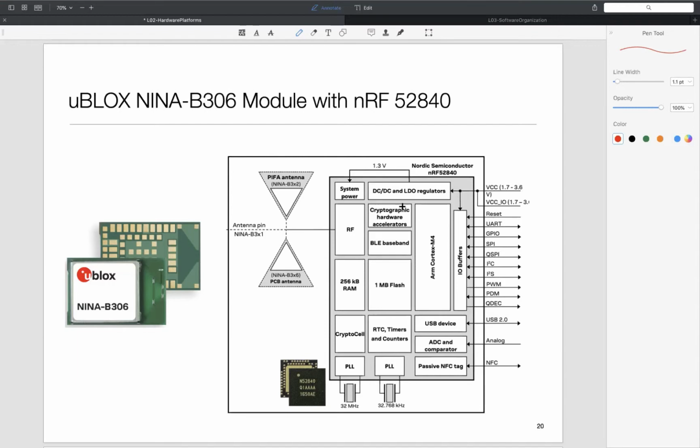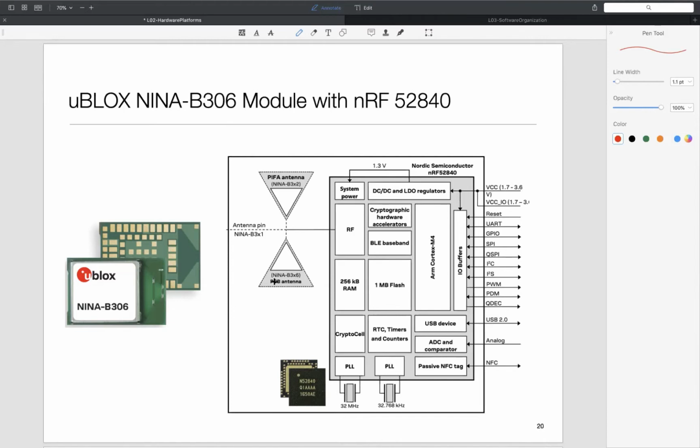There is some cryptographic hardware so that you can do secure communication. You have 1 meg of program memory and 256K of data memory. You also have PLL, so you can play with clock frequency and all. A whole bunch of timer counter stuff like that, an A to D converter, and NFC, so you can also play with NFC tags and all. And then again, a whole bunch of peripherals on the right-hand side. So it's a pretty capable device, and you could do a lot of stuff.